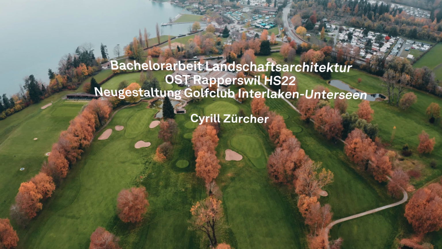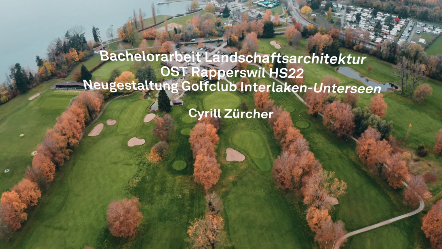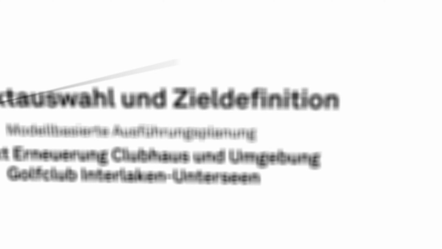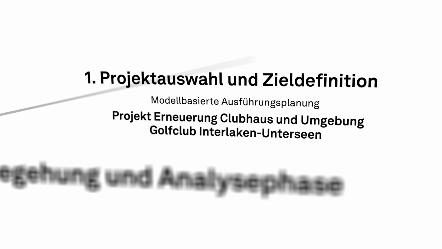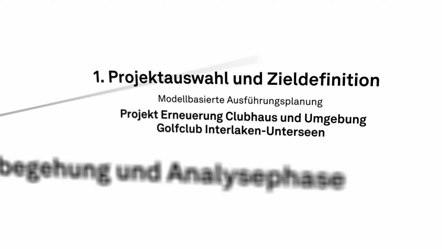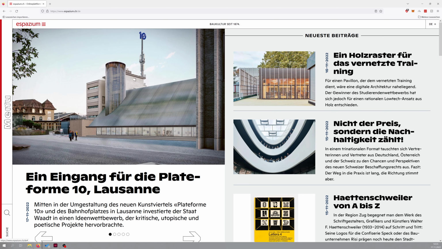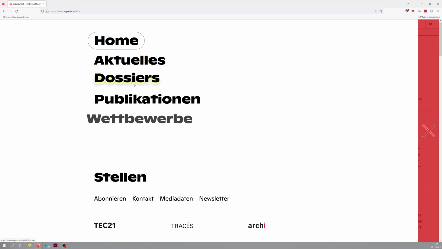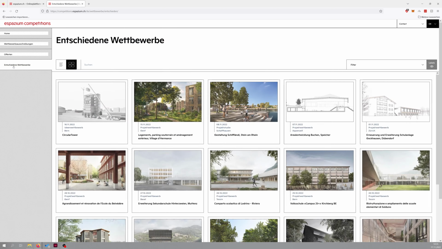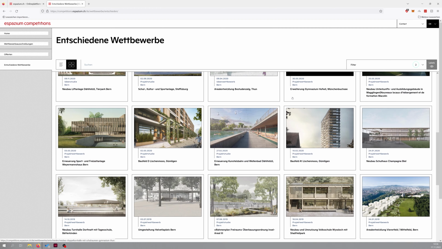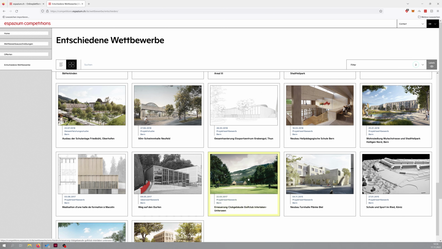The following video shows the process of my bachelor's thesis in landscape architecture, specializing in BIM. The work started with a project search using architecture competition sites such as Espazium. The goal of the bachelor's thesis was to create a model-based implementation plan combining civil engineering and structural engineering models.